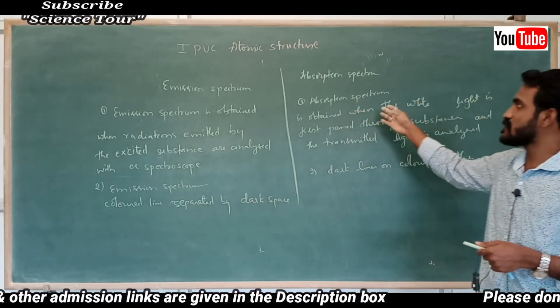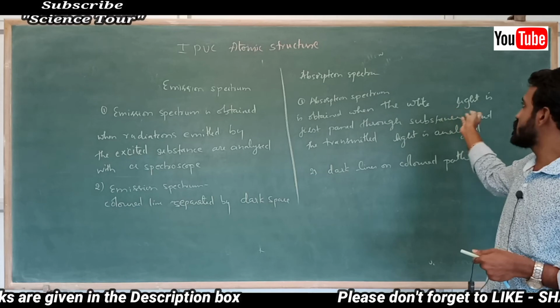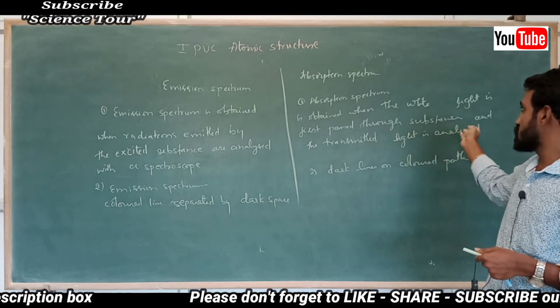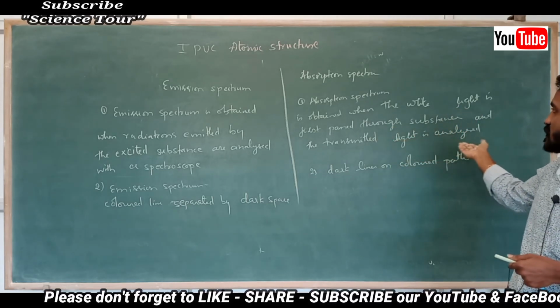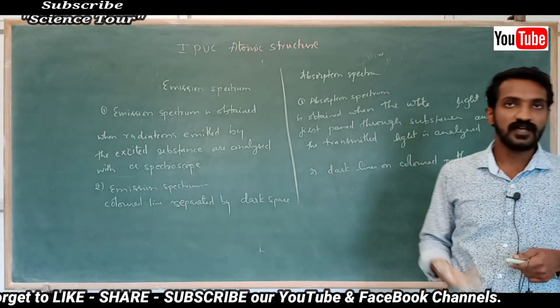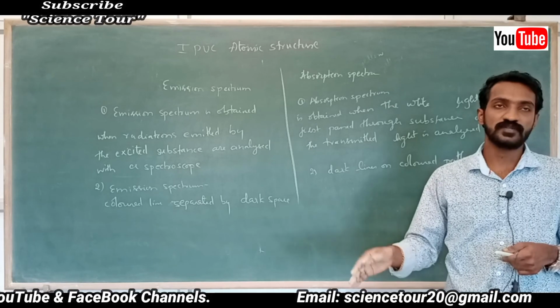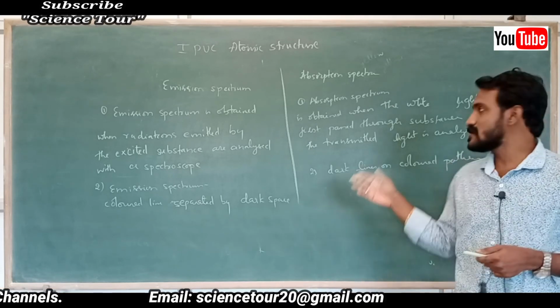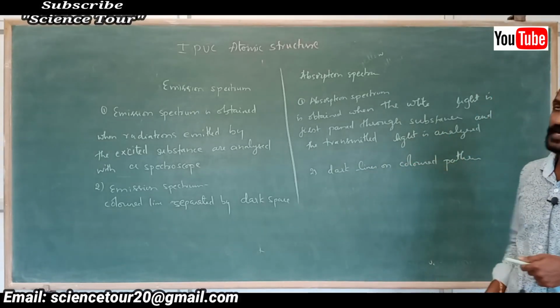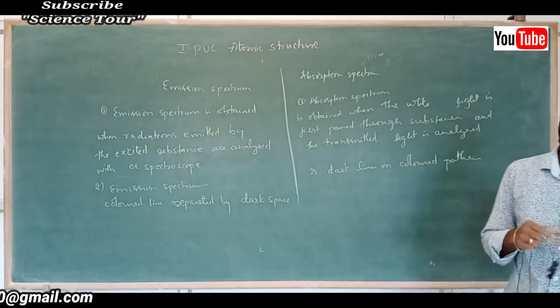And what is absorption spectrum? It is obtained when white light is passed through a substance, and the transmitted light is arranged. I explained that it passes through sodium chloride, and the transmitted light is passed through a prism, and it gives color, and dark lines on colored pattern. Please note down.